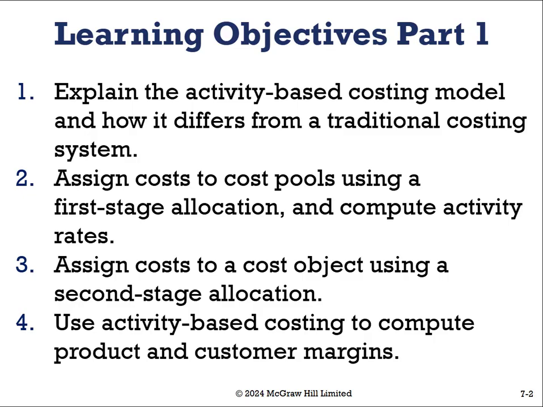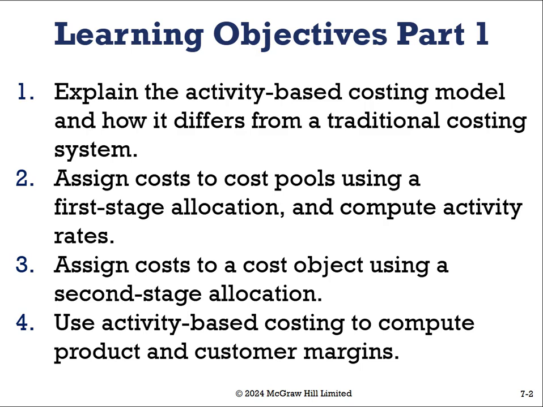In this chapter, you're going to have 5 learning objectives that are examinable. First, we're going to look at the difference between activity-based costing, so ABC, and how that differs from traditional costing, which you saw in the previous 5 chapters.